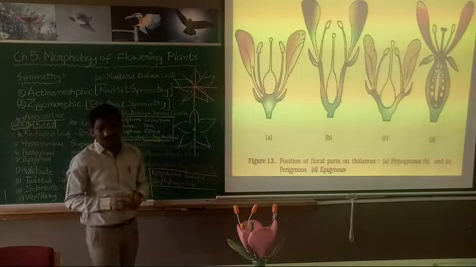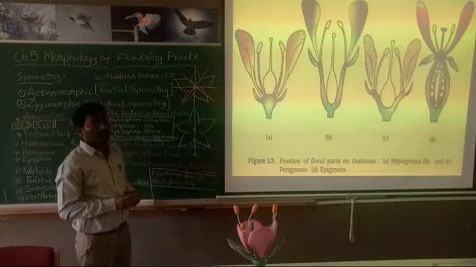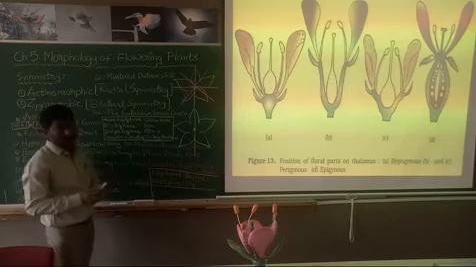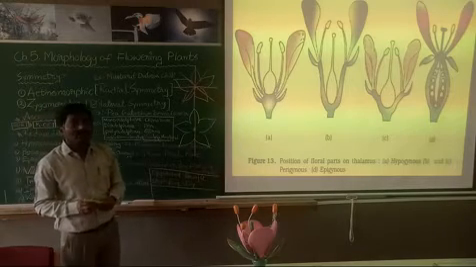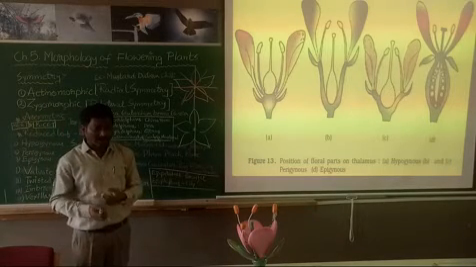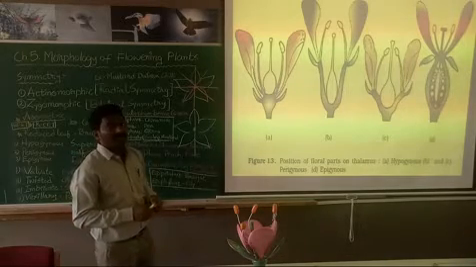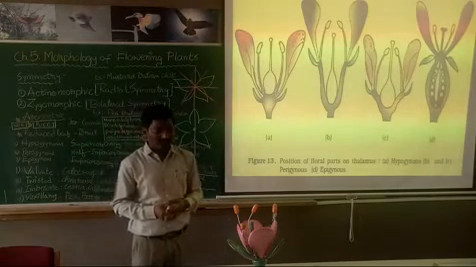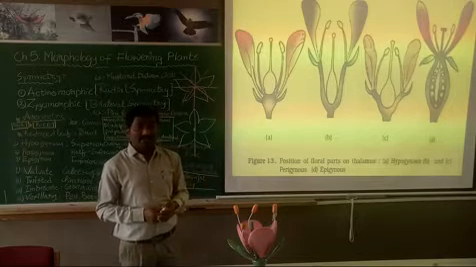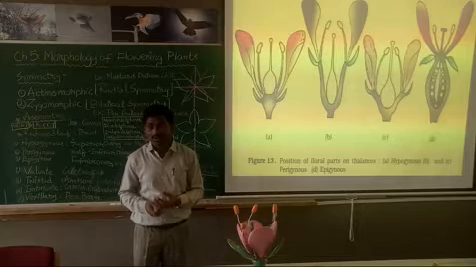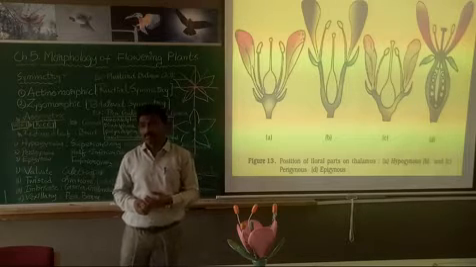So in this chapter we are going to discuss a subtopic. It is nothing but the flower. In this flower we are going to discuss a number of characteristics. Let us see one by one. Okay. First of all, what is meant by flower? Flower is a modified shoot and it is a reproductive organ in plants.